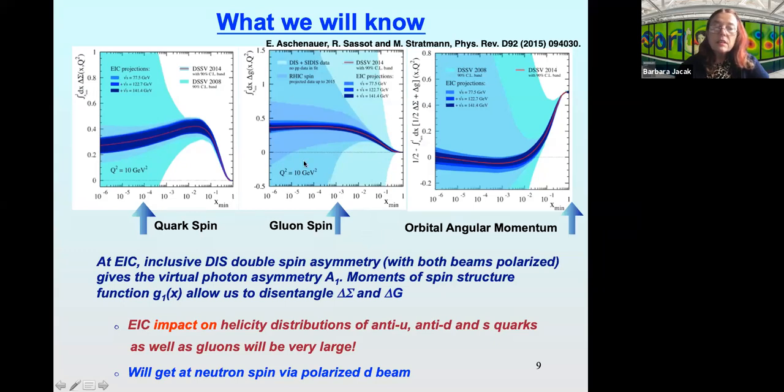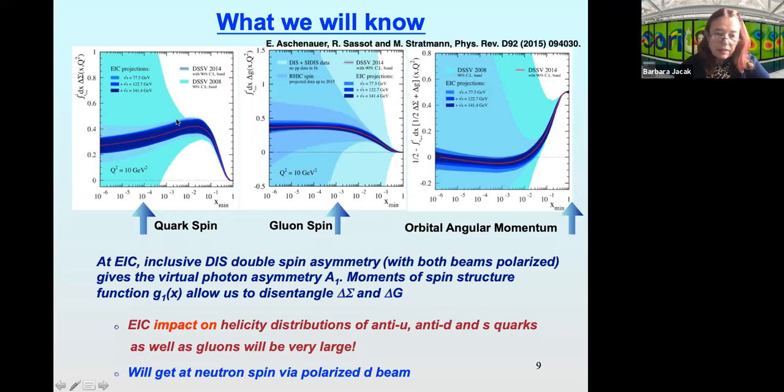Now, if you look here in the middle at the gluon spin, this is essentially the integral of delta G from some minimum X up to one, and it's plotted versus the minimum X. And what you can see is that with the new RHIC data, the projection is that the error bars will be this kind of medium blue color. When we started RHIC, the error bars were this aqua color, so we didn't know diddly squat. When we turn on the EIC, you'll see that the much better information from RHIC will actually be pinned down very, very well down to X of 10 to the minus 6.